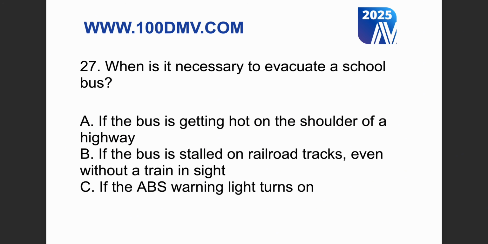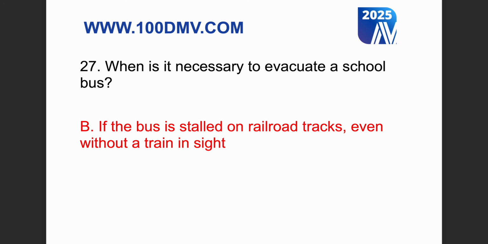27. When is it necessary to evacuate a school bus? A. If the bus is getting hot on the shoulder of a highway. B. If the bus is stalled on railroad tracks, even without a train in sight. C. If the ABS warning light turns on. Correct answer, B.